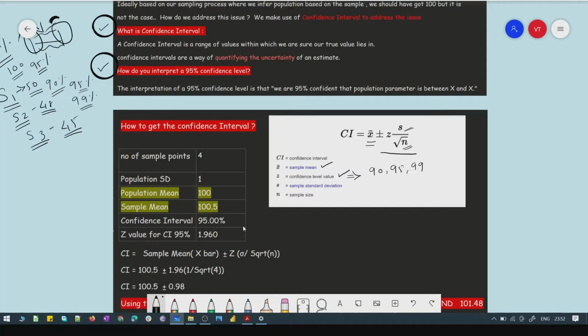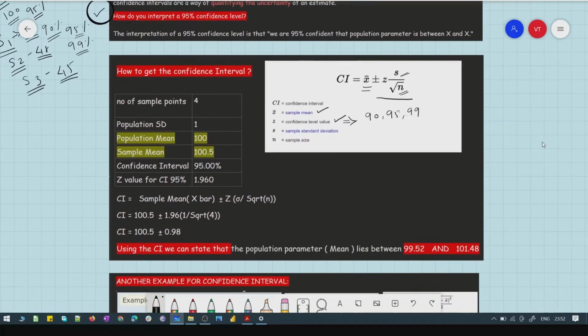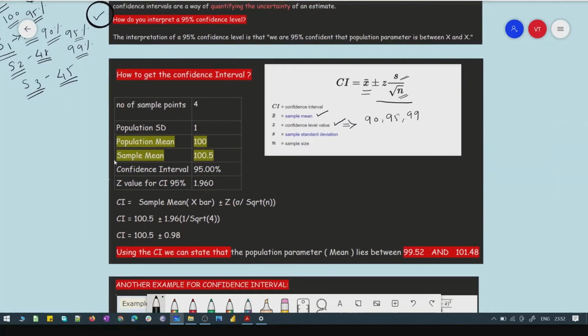Now when I go to the z table, which I will let you know shortly how to look up the z value using the z table, based on this confidence level we get a z value of 1.960. This is something that you get based on the z table. The z value is something which is coming from the z table.